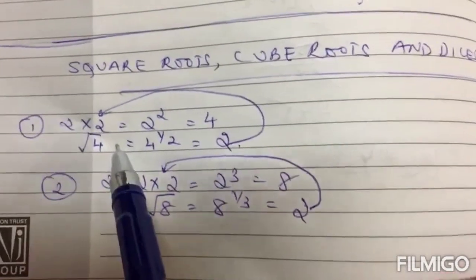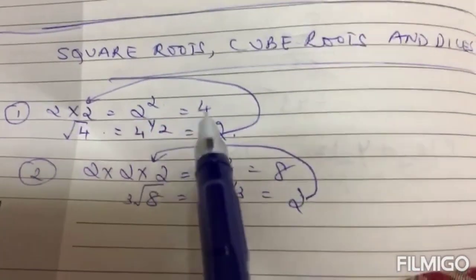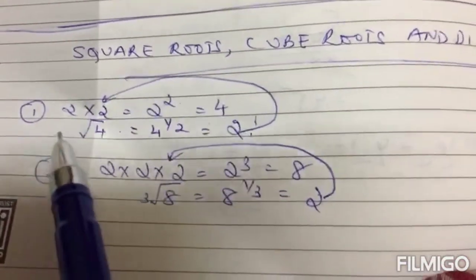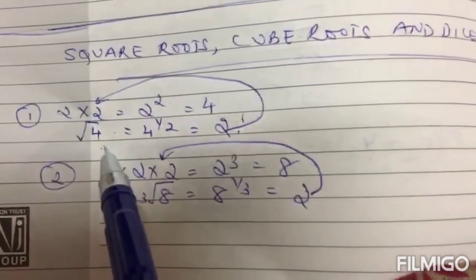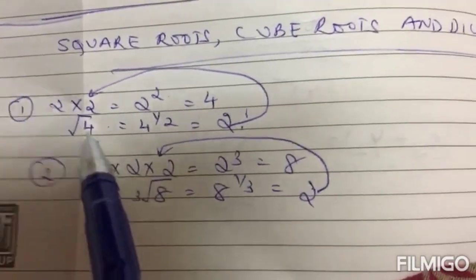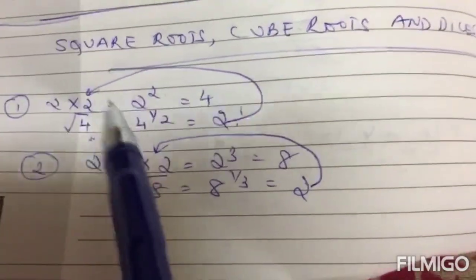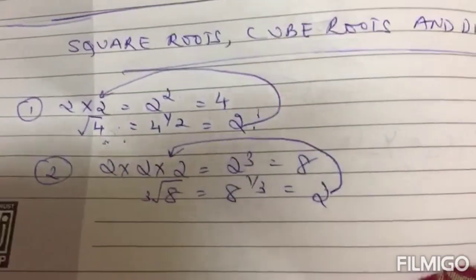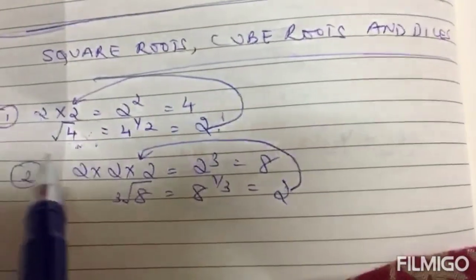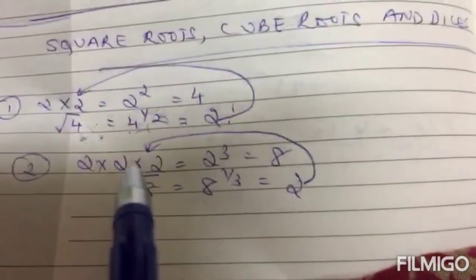2 into 2 can be written as 2 square or 2 raised to 2, and that is equal to 4. We know that, right? What is square root of 4? Square root of 4 means nothing but find the number which when multiplied by itself once will give you this number. Square root of 4 can be written as 4 raised to 1 by 2.